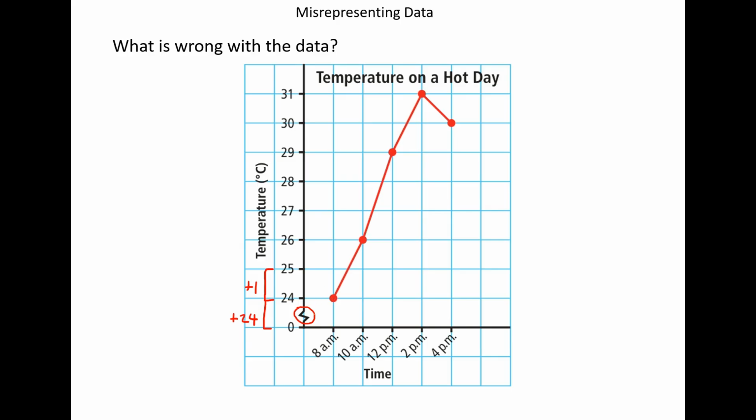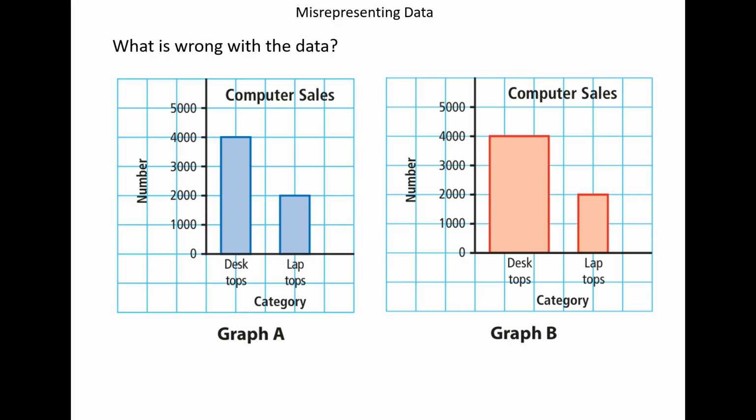It's almost like it's exaggerating that your temperature increased from 8 a.m. all the way to 2 p.m., that it increased by a lot. But if you were to draw this to scale with the same consistent pattern on the y-axis, it doesn't look like the temperature actually increased as much as it should have. Now, here's another one.